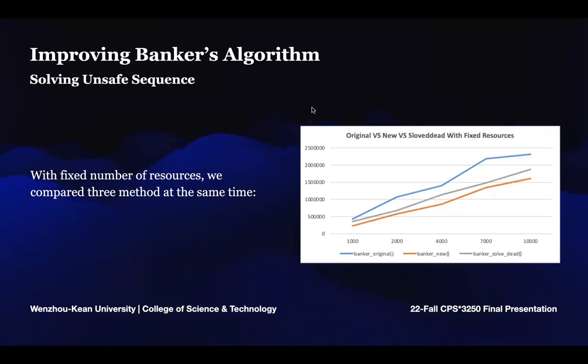Next one. We also compare the three methods with the same numbers of resources and find the average. We can see that although the method which can solve unsafe sequence is a little bit slower than the method which cannot solve the unsafe sequence, both of them are obviously quicker than the original algorithm.